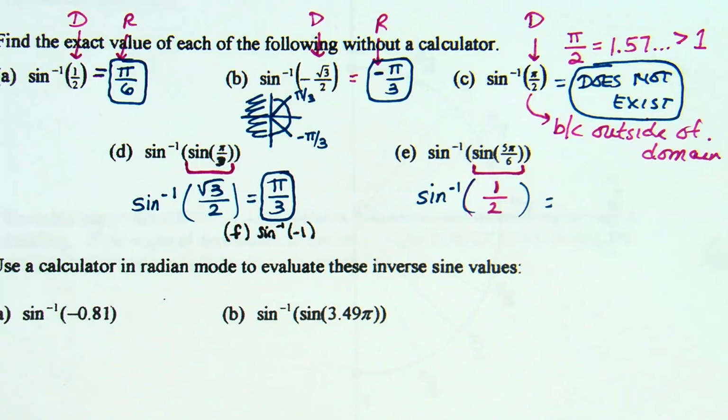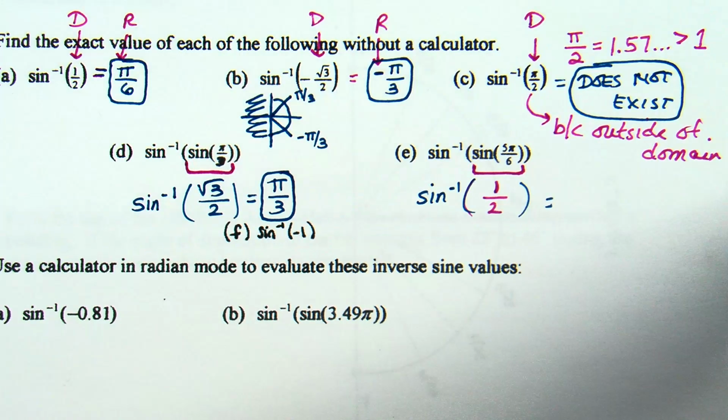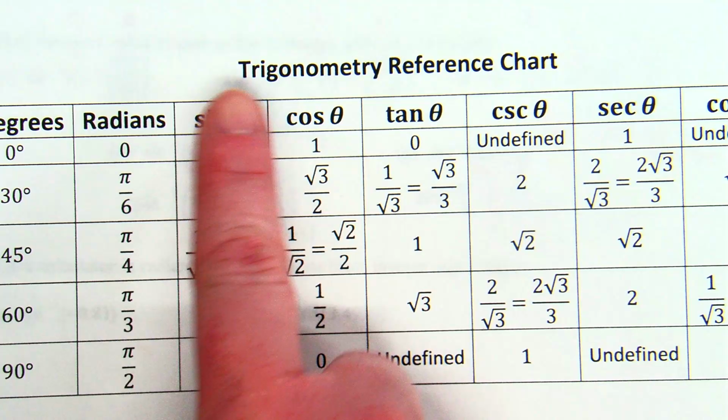And when does sine equal 1/2? That's what sine inverse is saying. According to your chart, sine equals 1/2 at pi over 6.